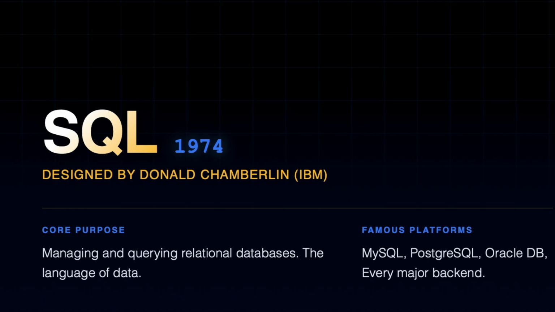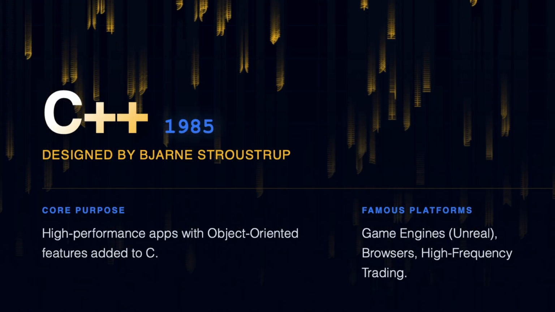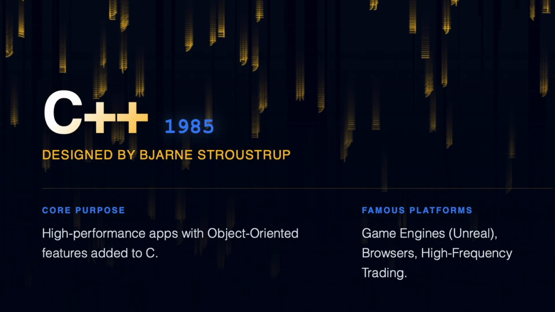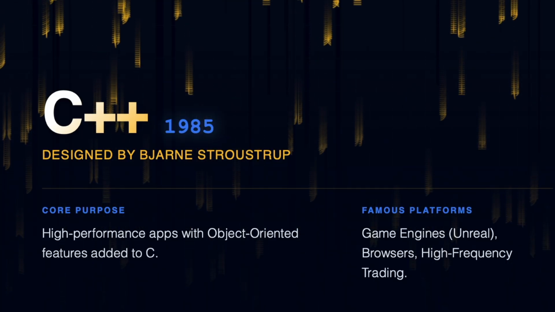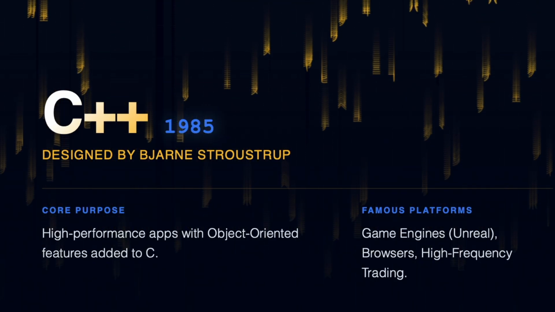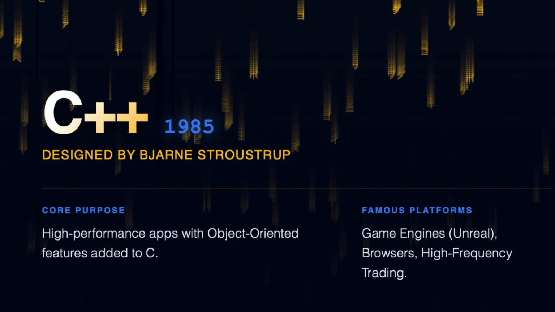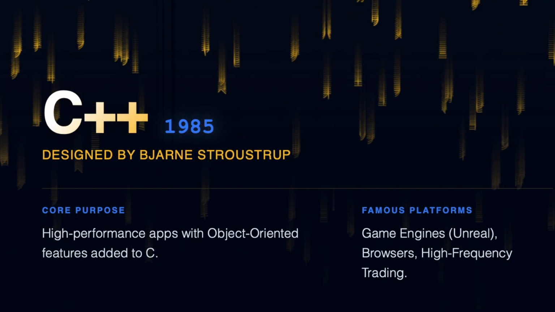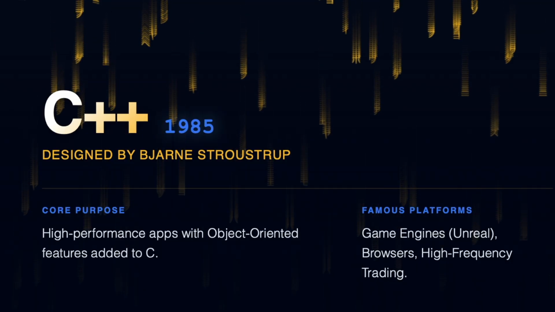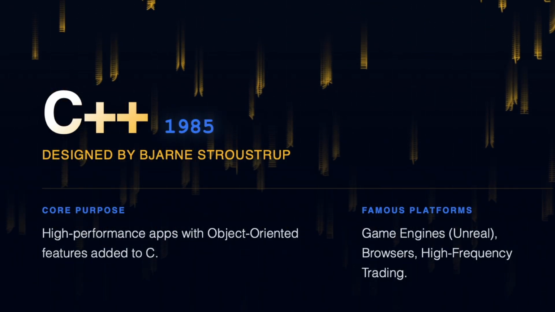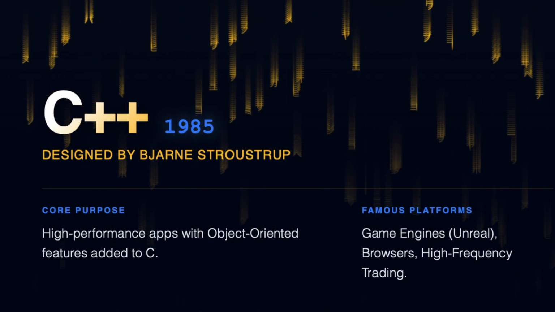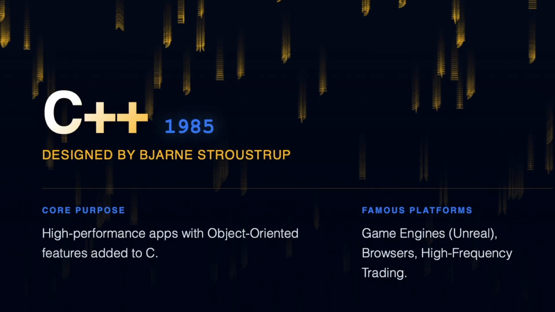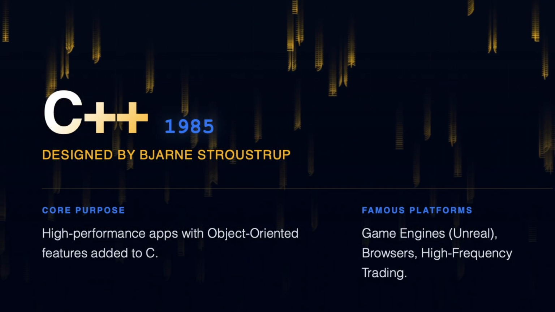data in milliseconds. Bjarne Stroustrup took C and added something transformative: object-oriented programming. C++ gave developers the ability to model real-world complexity through classes and inheritance, without sacrificing any raw performance. This powerful combination made it the undisputed king of high-performance software development. Unreal Engine, Chrome, Photoshop, and high-frequency trading platforms all run on C++.